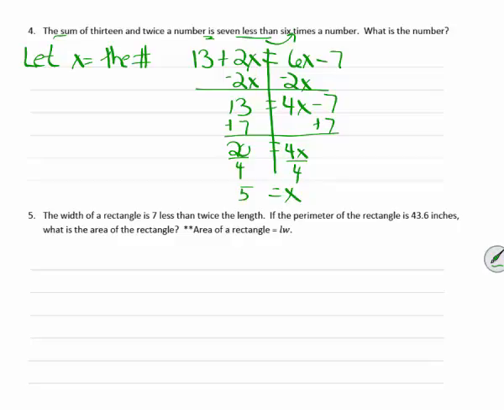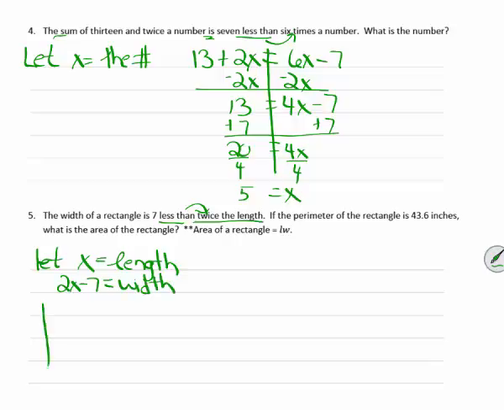All right, the width of a rectangle is 7 less than twice the length. If the perimeter of the rectangle is 43.6 inches, what is the area of the rectangle? Well, before I can do that, I have to figure out what the length and the width are. This is being written second, so I'm going to let x equal the length. So this is more like what we were working on earlier. The width is 7 less than twice, so less than means I have to start here. So 2x minus 7 equals the width.